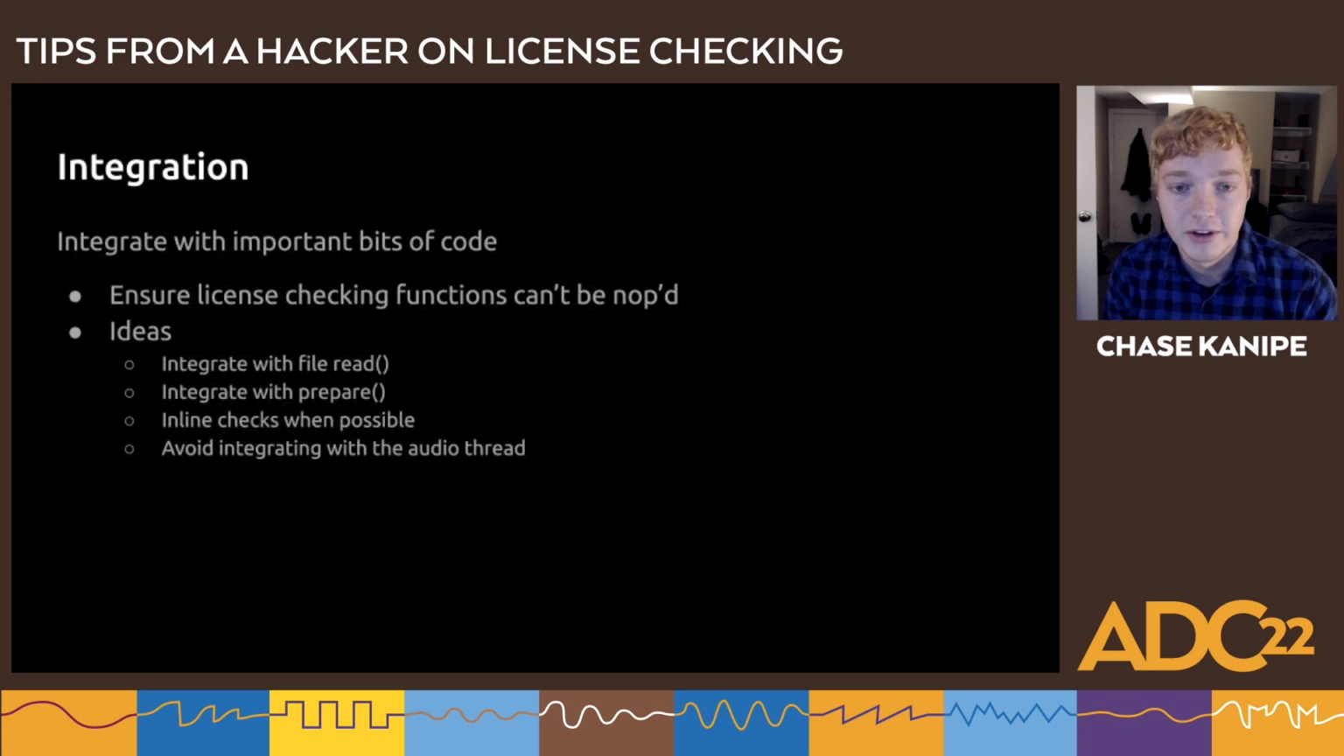Then finally, we have integration. You want to integrate your checks with important bits of code. This is to ensure that the license checking functions can't be easily knopped, which is a term of art for replacing the relevant instructions with no operation instructions. Some examples would be integrating your license checks with a file read, or integrating with prepare. You're going to want to inline all these checks when possible.